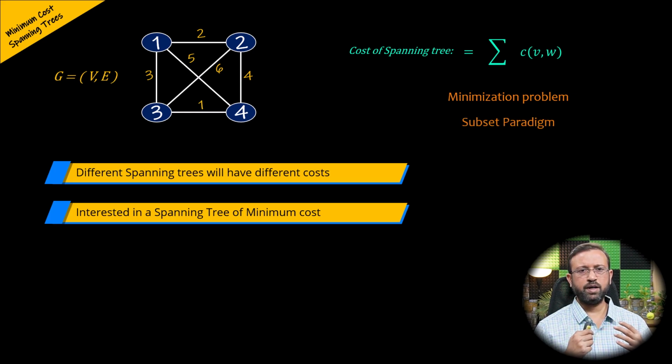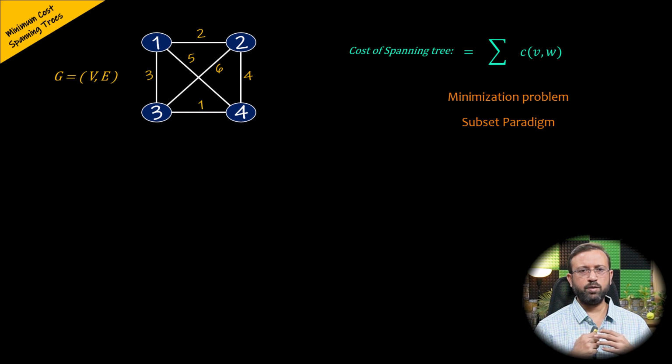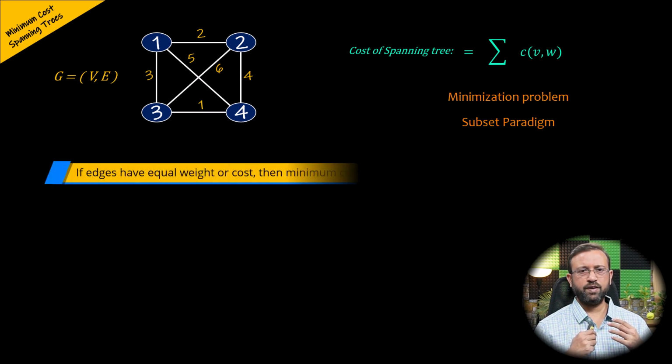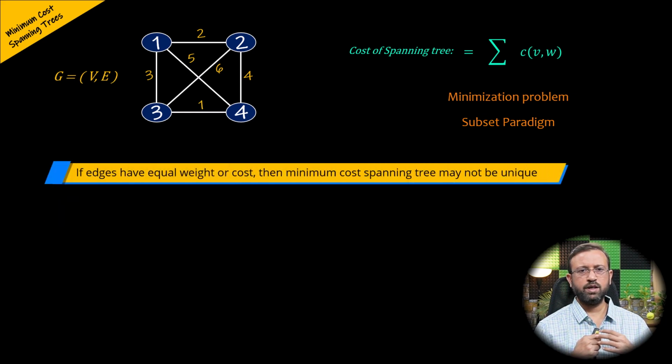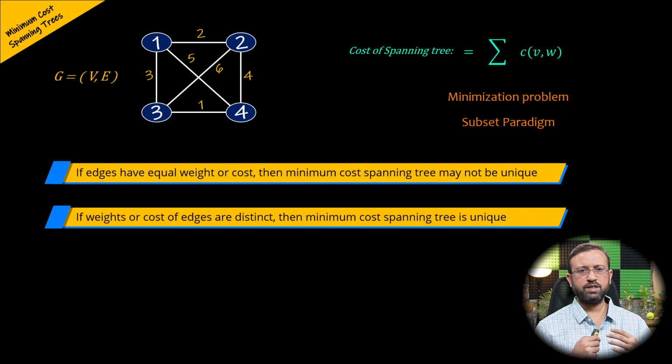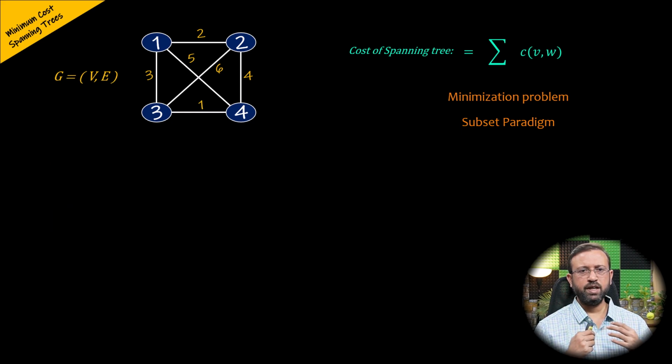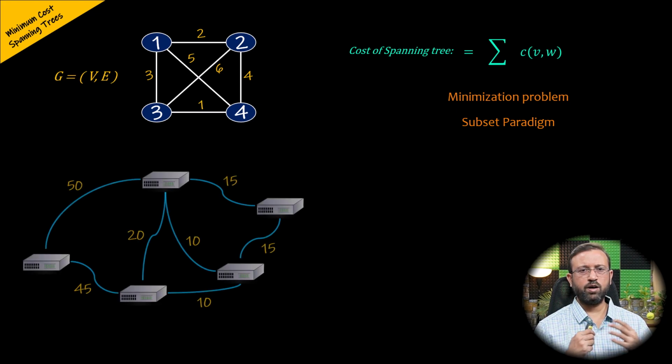the subset paradigm. One important point to remember is, if edges have equal weights, the minimum spanning trees may not be unique. But if the weights of the edges are distinct, then the minimum cost spanning tree will be unique. There are many other applications of minimum cost spanning trees. For example, the problem of connecting all the network devices using the least amount of cables.